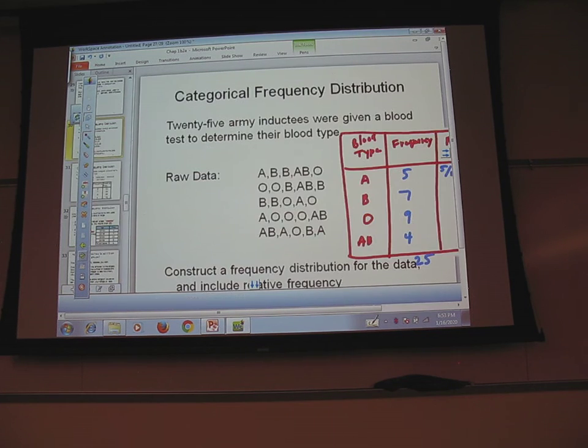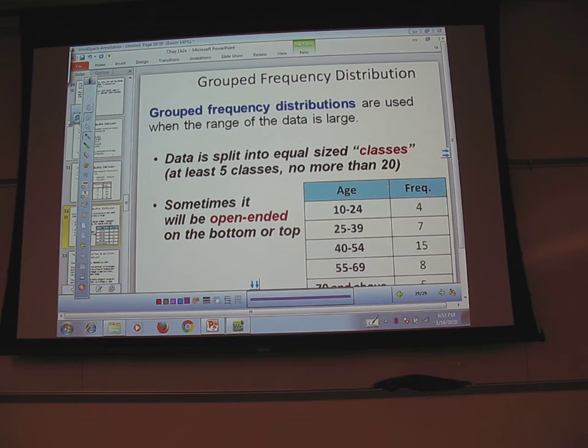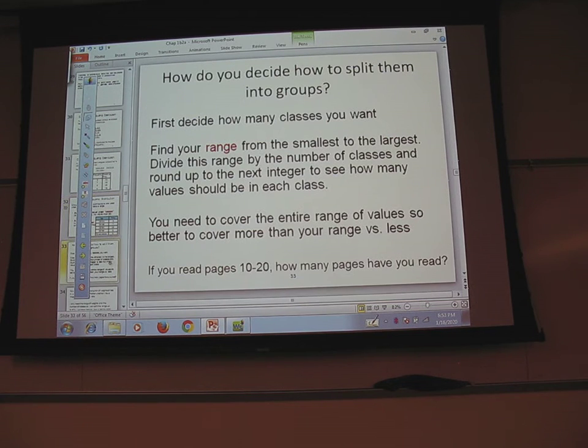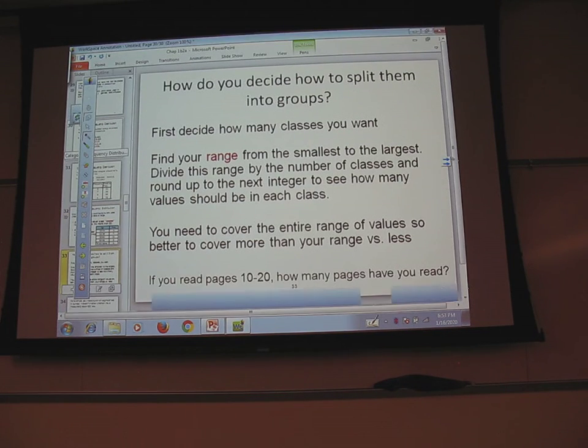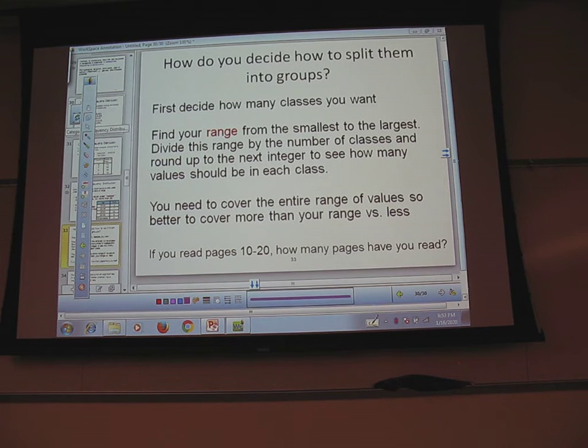Let's fast forward all the way through, and let's talk about how you decide to split them into groups. Okay, so this is from the textbook. Let's have Philip F. go ahead and read. How do you decide how to split them into groups? First, decide how many classes you want. Find your range from the smallest to the largest. Divide this range by the number of classes, and round up to the next integer to see how many values should be in each class. You need to cover the entire range of values, so better not to cover more than your range versus less.